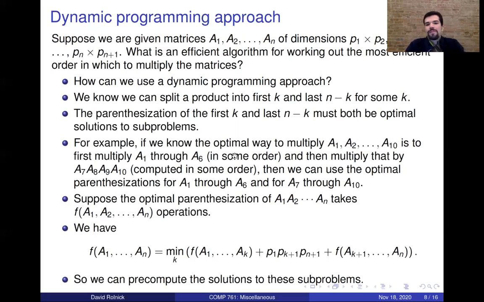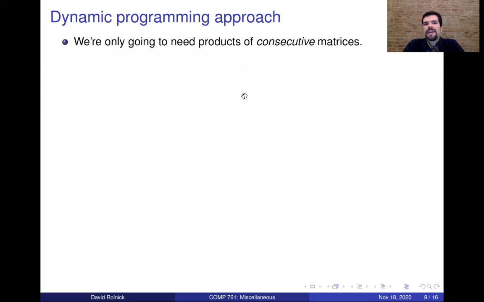So do we have to just try all the possible matrices? Will we ever have to try all of the possible sets of matrices? Well, no. What we're going to need is the products of consecutive matrices.